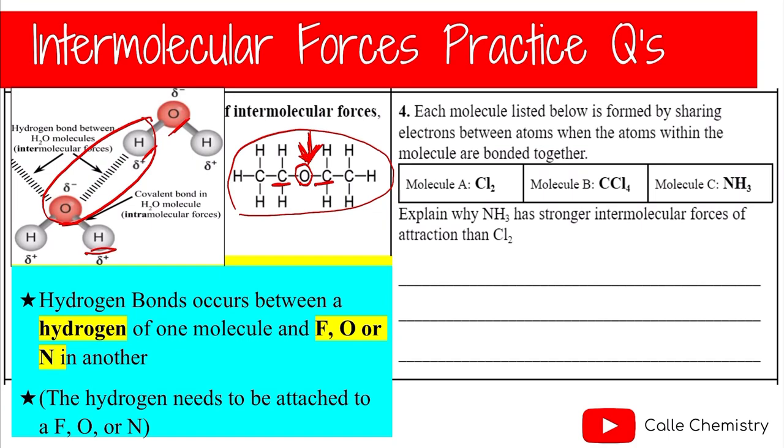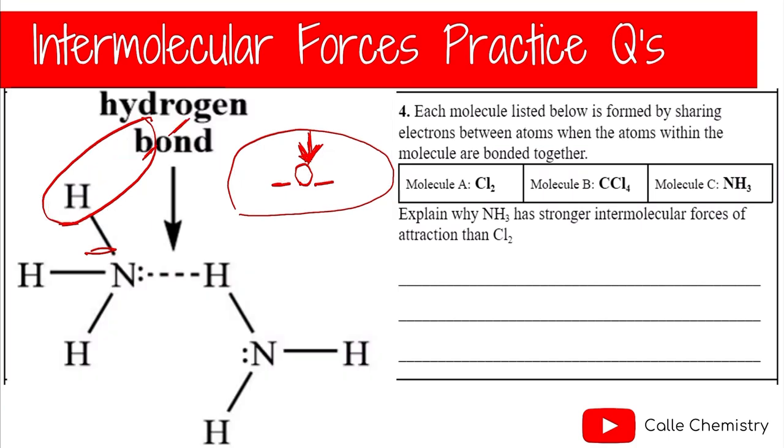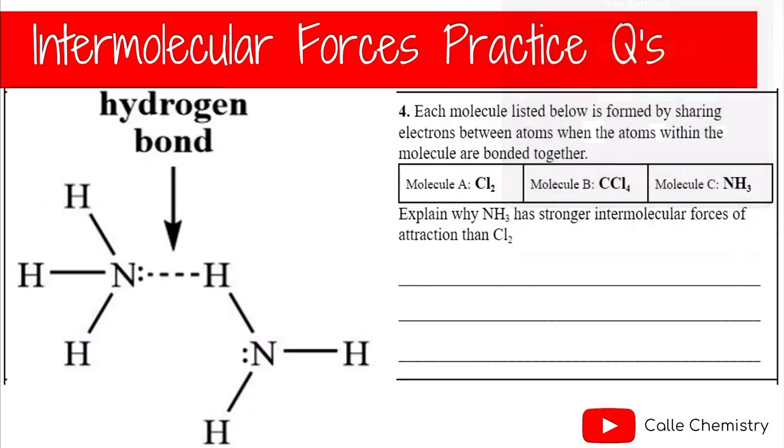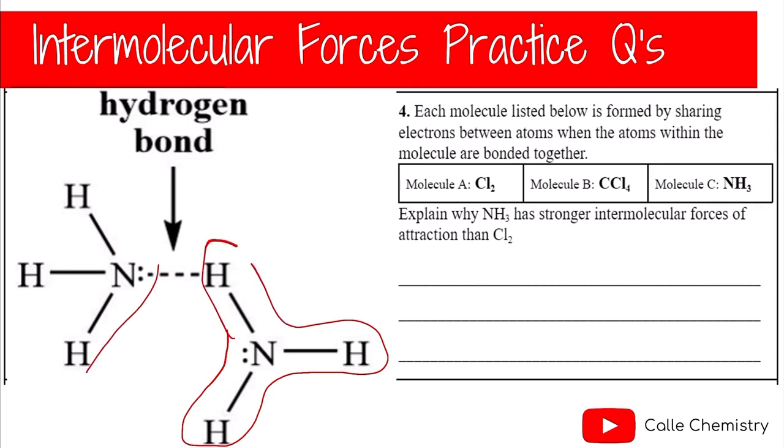Let's move on to number 4. Explain why NH3 has stronger intermolecular forces of attraction than Cl2. Once again, if an atom is bonded to itself, automatically a nonpolar molecule. So if we take a look at these two, we have hydrogen bonds happening between NH3 molecules. So here we have one NH3 molecule and another NH3 molecule.